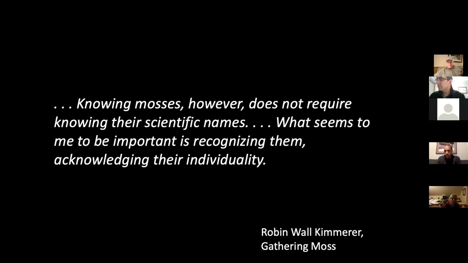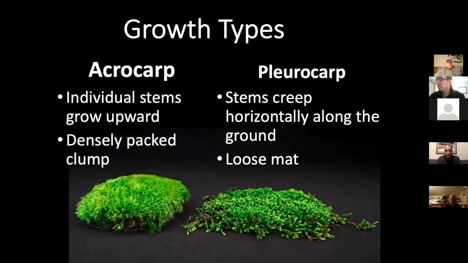But I will turn you all into amateur biologists really quick, and teach you what to look for. And we'll go over a few common species. So one of the biggest features to look at is the growth type. There's two broad growth types when looking at mosses, the acrocarps and the pleurocarps.